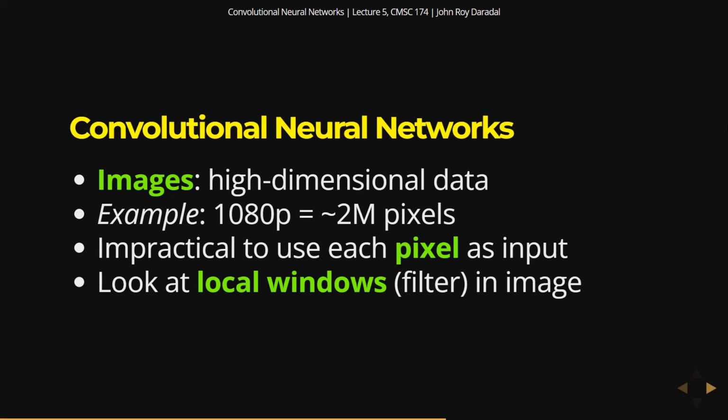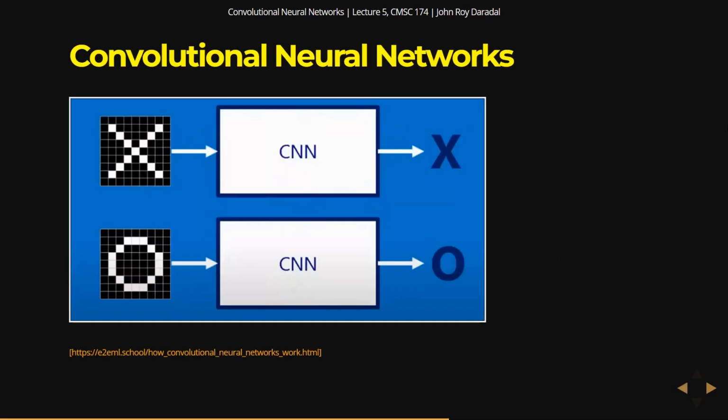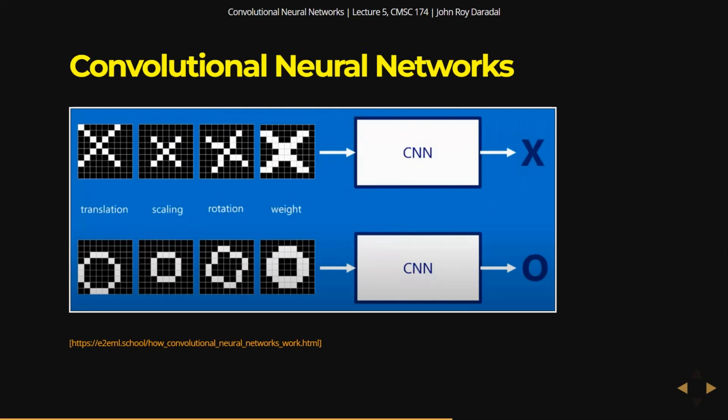So what we'll do instead is we won't use the pixels one by one, but instead we will look at local windows in the image. So we look at local neighborhoods using filters. Okay, so let's take a look at this simple CNN, for example, that distinguishes between an X and an O. If it sees this image, it will tell you that, hey, that's an X. If it sees this image, it tells you that that's an O. Pretty basic.